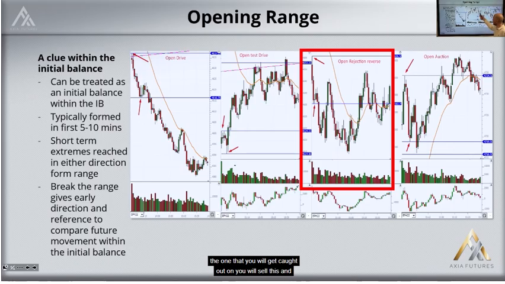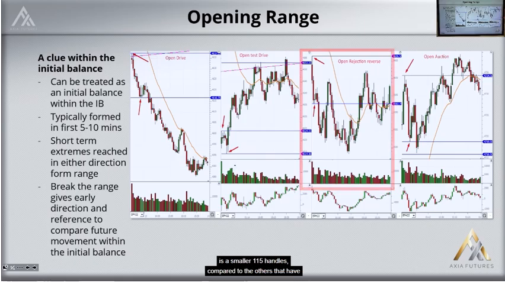And this is the one that you will get caught out on. You will sell this, and then particularly when you fail here, that's a little bit of a clue, and then realistically you are going to be taking a loss as you come back into that opening range. If it's an open drive, you shouldn't be coming back there. And then finally, open auction.